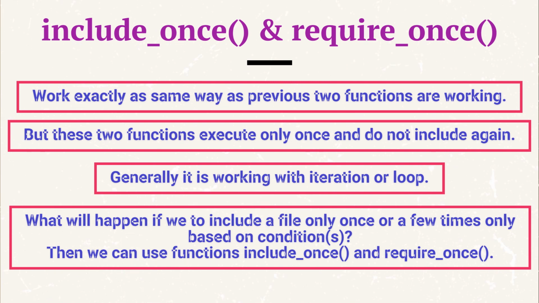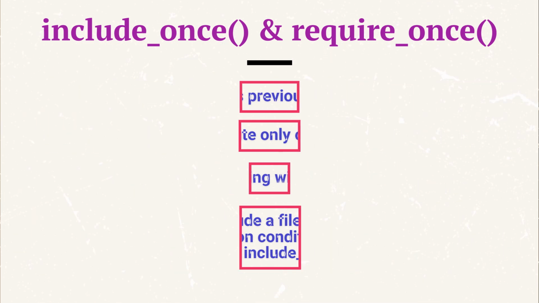Sometimes, we may need to include a file more than once, which may be based on some conditions. For such cases, we can use an iteration process or loop and execute the included file a number of times. It's an easy thing to do. But what will happen when we need to execute an included file only once while the iteration or loop may continue more than one time? For such cases, PHP provides include_once and require_once.